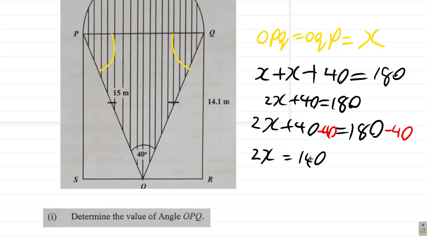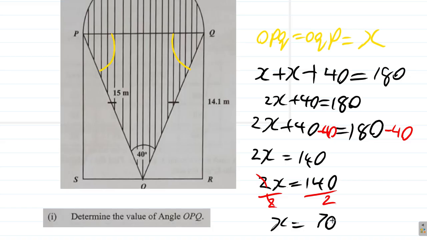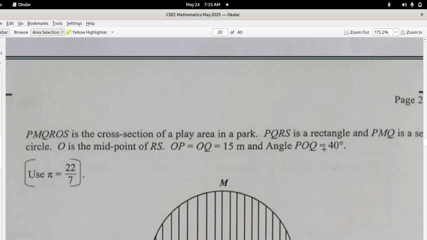Alright. So 2x equals 140, and you divide both sides by 2 to get the x alone. 2 cancels itself. So you have x is equal to 140 over 2 is 70 degrees. So you have 70 degrees for that.